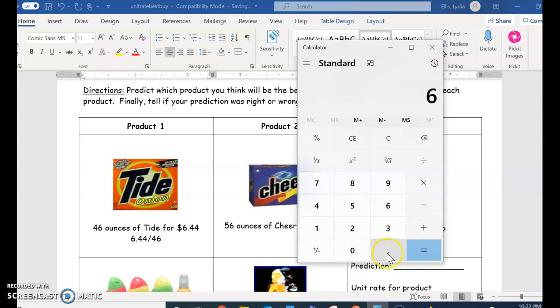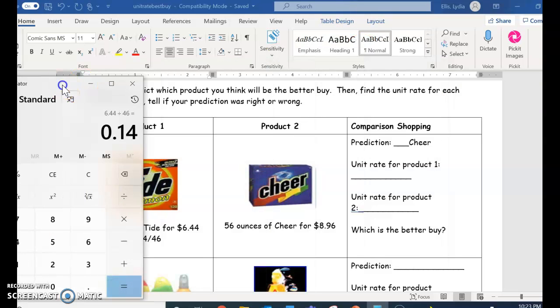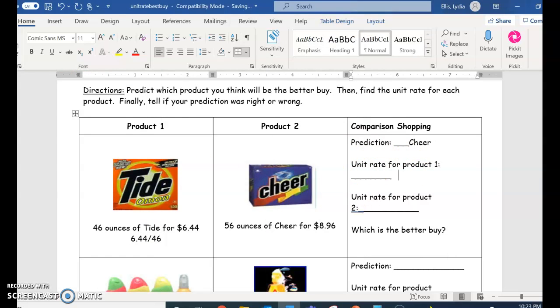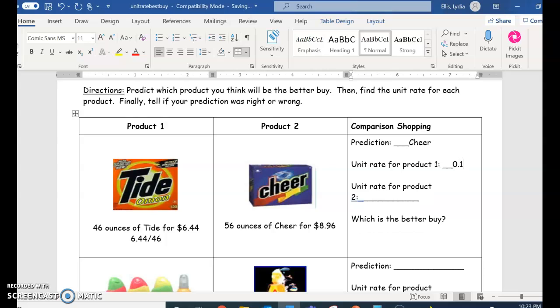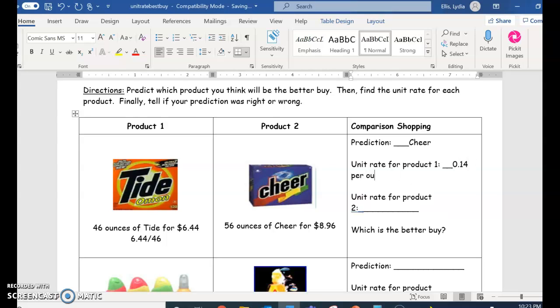6.44 divided by 46. And that equals 14 cents. This is money. This is all related to money. So my unit rate for Tide for product 1 is 14 cents per ounce.